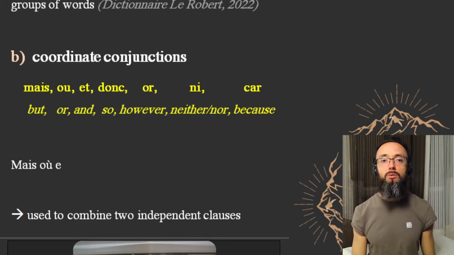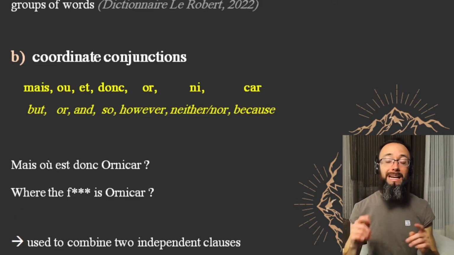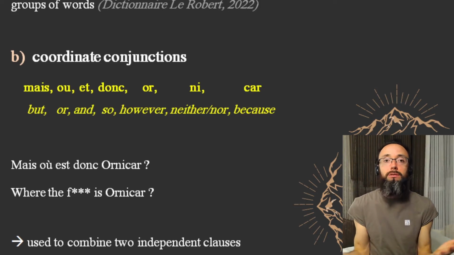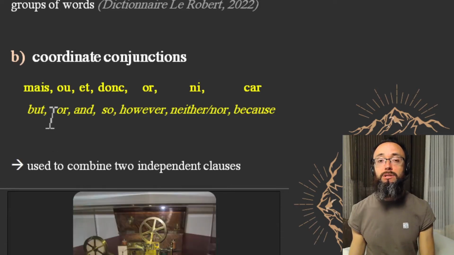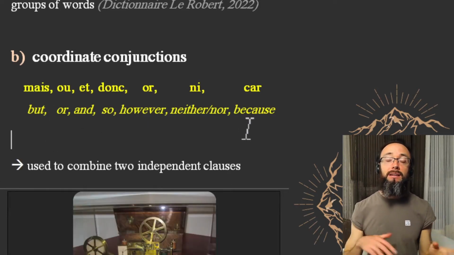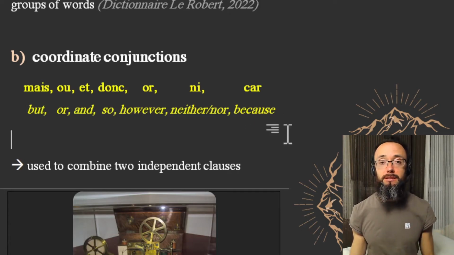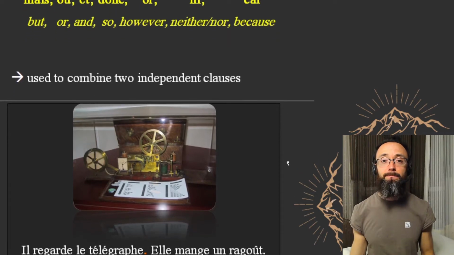Mais où est donc ornicar? Mais où, but where could that person be? These are the coordinate conjunctions of French, which in English translates to but, or, and, so, however, neither, nor, because. It is used to combine 2 independent clauses.